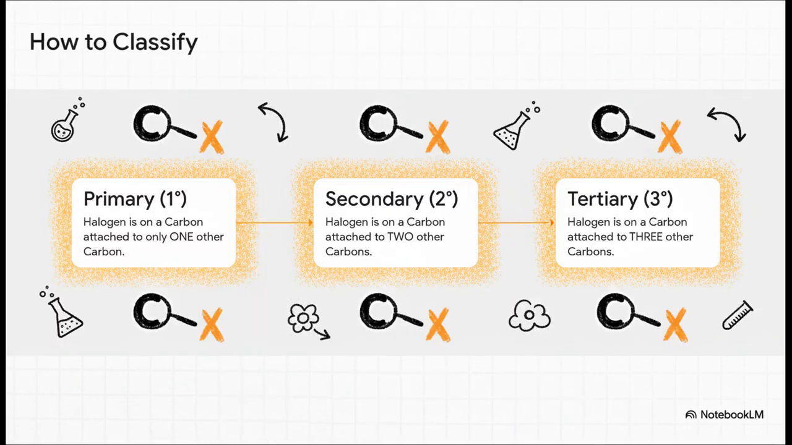Oh, it's so easy. Just look for the carbon atom that's holding the halogen. Got it? Now just ask that carbon, hey buddy, how many other carbon friends are you attached to? If it says just 1, then it's primary. If it's attached to 2 other carbons, well, that's secondary. And if it's holding on to 3 other carbons, you guessed it, it's tertiary. See? Told you it was simple.